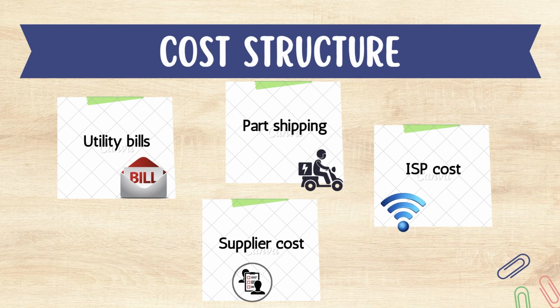The third one, we have internet service provider cost. Because most of our customers contact us through digital channels, we will need a reliable and fast internet so we can keep the business running. Last one is the supplier cost. Be it smartphone part or PC part, we need to pay the cost that they put on those items.